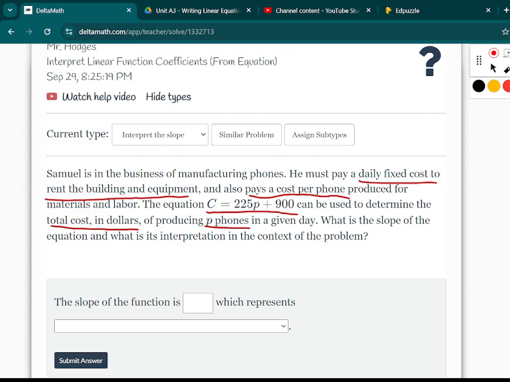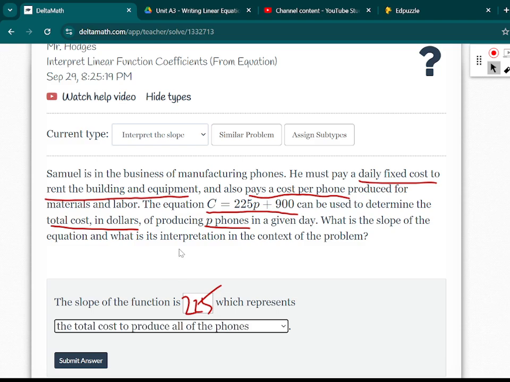By now, we should be very comfortable with finding our slope from an equation that looks something like this. It's going to be attached to the variable. That means that our slope is 225 because P is the variable here. Just because it's not an X, it's still a variable. And then what does that represent? So we've got a daily fixed cost, we've got a cost per phone, we've got total cost, and we've got P phones a day.